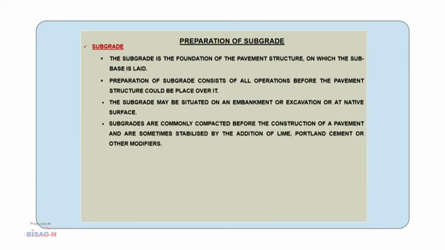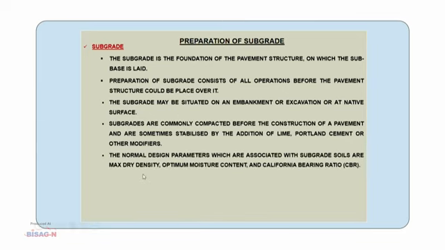Subgrades are commonly compacted before the construction of a pavement and are sometimes stabilized by the addition of lime, Portland cement or other methods. If the native soil is not meeting the criteria as per the Indian Standard, we sometimes stabilize the existing soil by adding lime, Portland cement etc. as per the requirement, or other modifier. The normal design parameters associated with the subgrade soil are the maximum dry density, optimum moisture content and the California Bearing Ratio, that is the CBR.